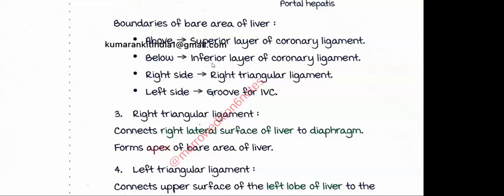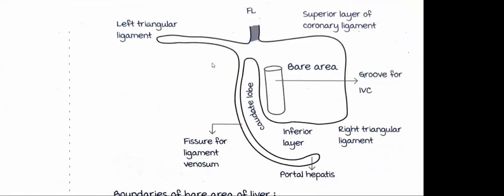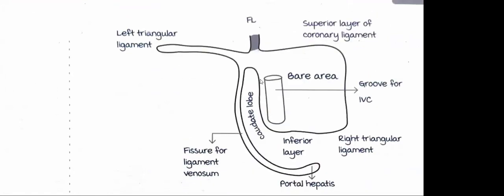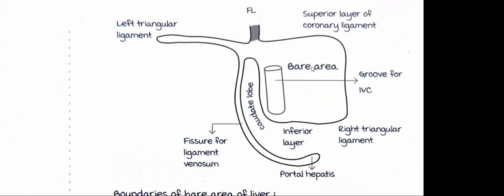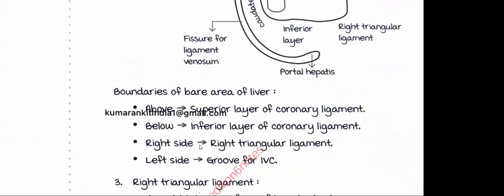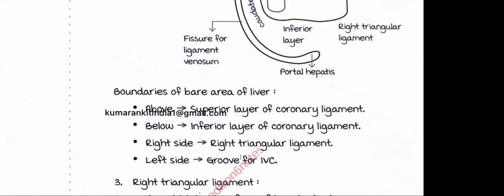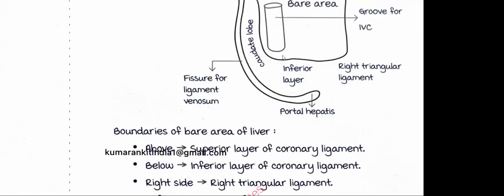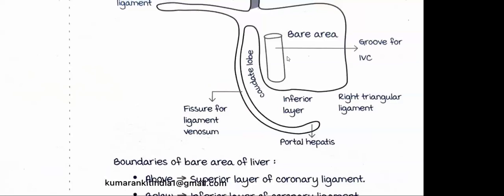Above, superior layer of coronary ligament. Below, inferior layer of coronary ligament. Right side, right triangular ligament. Left side, groove for inferior vena cava.